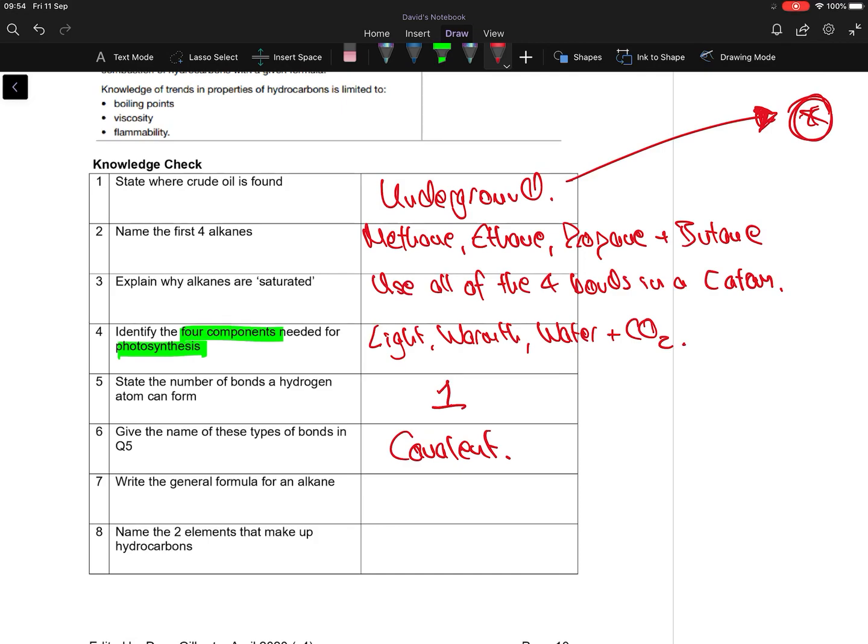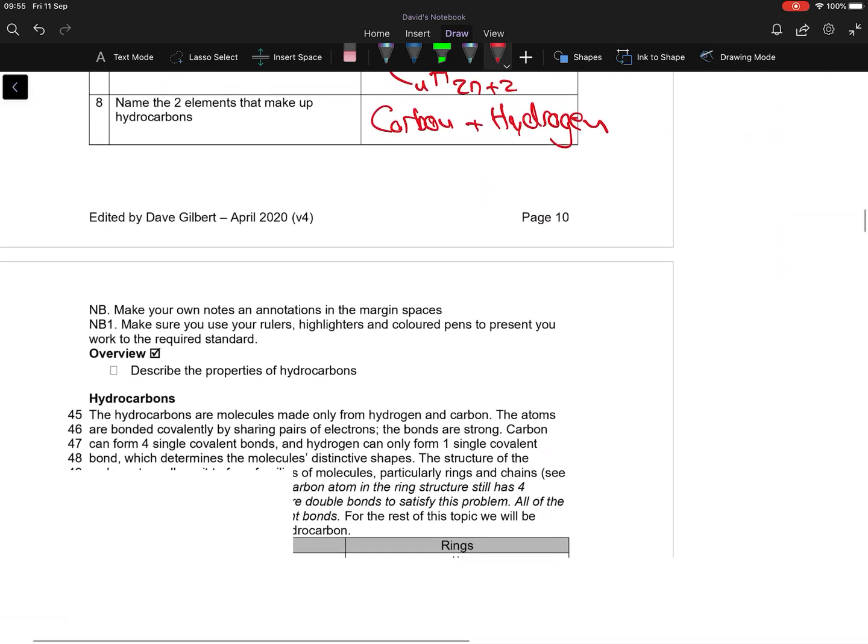What's the general formula for an alkane? So if you have the number of carbon atoms in an alkane, Cn, you would then be able to find the number of hydrogen by doubling it and adding 2. So we'd write it as CnH2n+2. Name the 2 elements that make up hydrocarbons. You would call those carbon and hydrogen. Good. So if we move on to the next page.